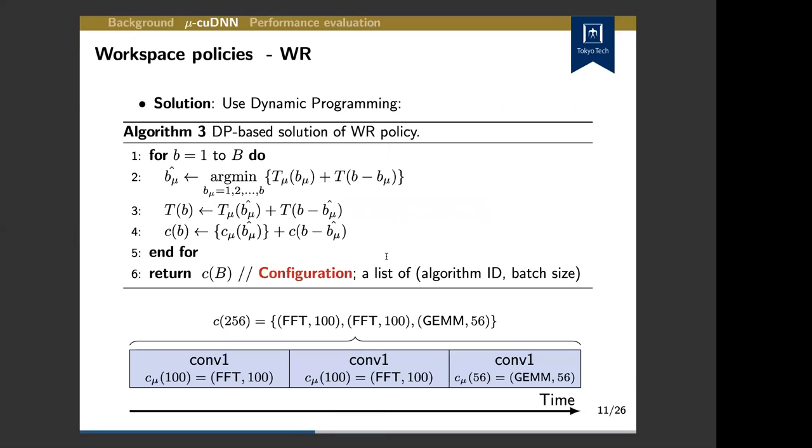So this is the pseudocode of this algorithm, and the output of this algorithm is what we call a configuration, which is a list of algorithm IDs and their microbatch sizes. For example, if the output is this, it means that MicroQDN will perform FFT-based convolution for the first two microbatches of size 100 and use GEMM-based convolution for the rest of the samples.